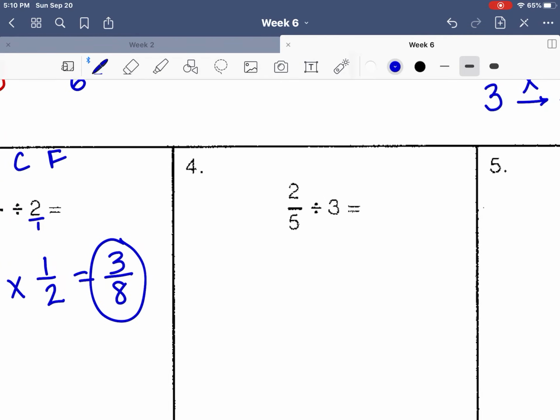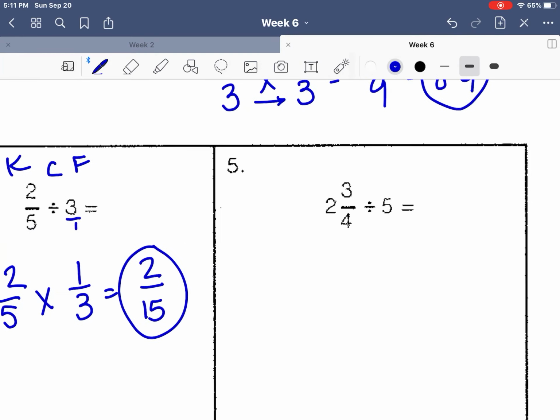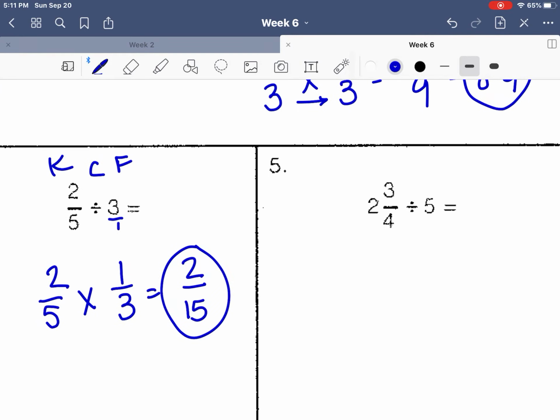Alright, number 4. Remember, this is 3/1. You keep, you change, you flip. 2/5 stays 2/5. Division becomes multiplication. 3/1 becomes 1/3. Multiply 2 times 1. Multiply 5 times 3. There are 2/15 of 3 in 2/5. Notice your answer gets smaller.